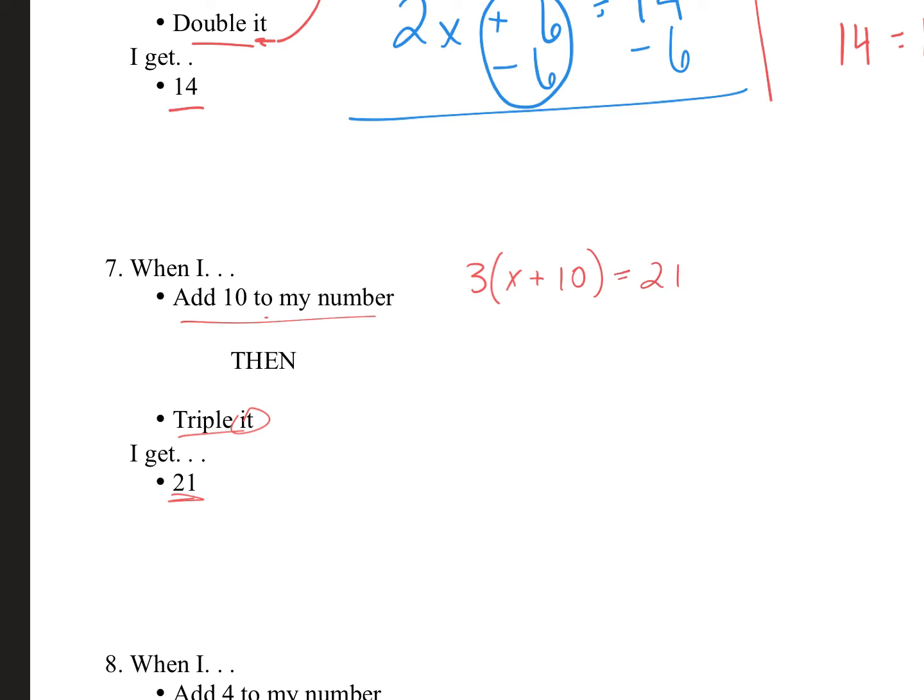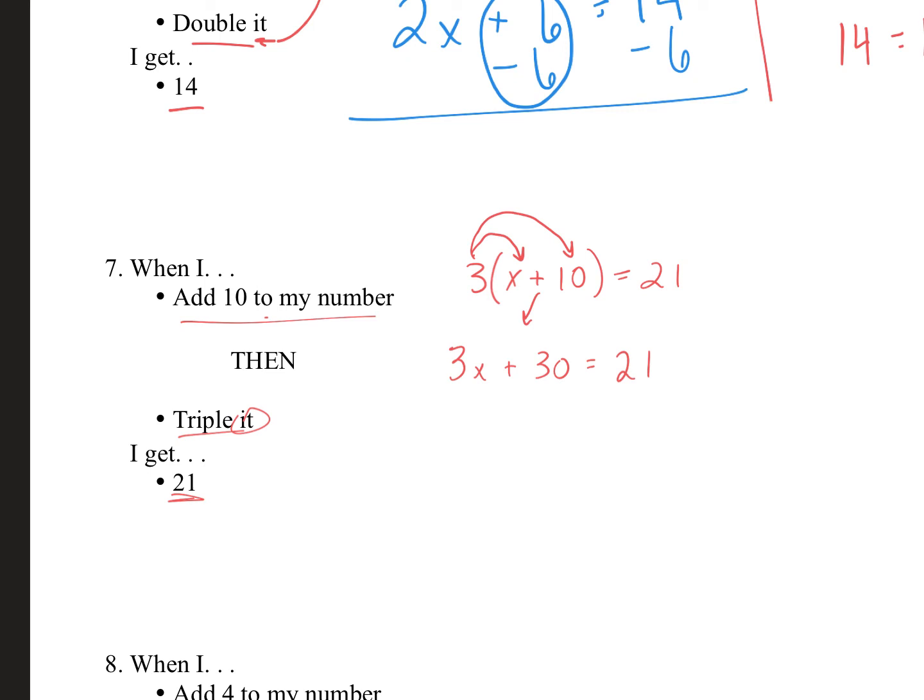So we're going to go through and solve this in a very similar way to how we solved number 6, by using the distributive property. So my first step is I have to distribute this 3. So I do 3 times x first, which is 3x. And I bring that plus sign down. And then I do 3 times 10, which is 30. And that equals 21.